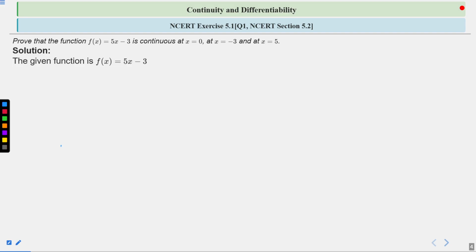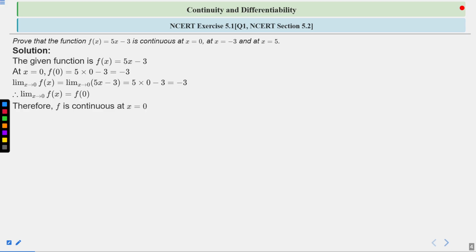At x = 0, f(0) will be equal to 5 into 0 minus 3, which is equal to -3. Now the limit as x tends to 0 of f(x) is the limit as x tends to 0 of 5x - 3. We put 5 into 0 minus 3 and get -3. Now the limit as x tends to 0 of f(x) is equal to f(0). Therefore, f is continuous at x = 0.